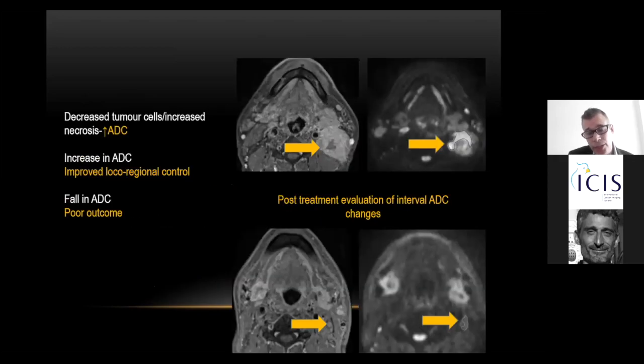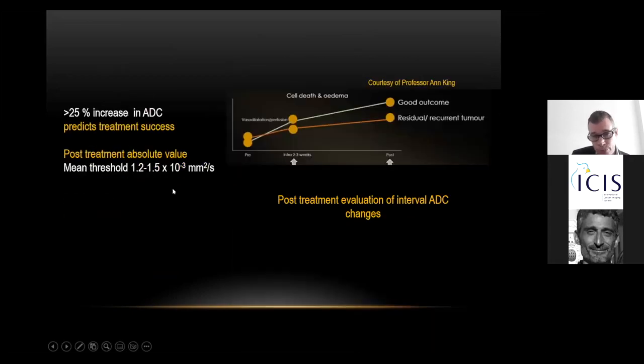So the general philosophy with this is that with successful treatment, there's disturbance of the microstructure such that we have increased necrosis and decreased tumor cells, therefore resulting in an increased ADC or a further increase in ADC from the pre-treatment values. And an increase in the ADC will signify improved local regional control, whereas a fall in ADC will potentially result in a poor outcome. And we've got thresholds and absolute values for this, demonstrating a greater than 25% increase correlating with treatment success, and also some absolute values as well.